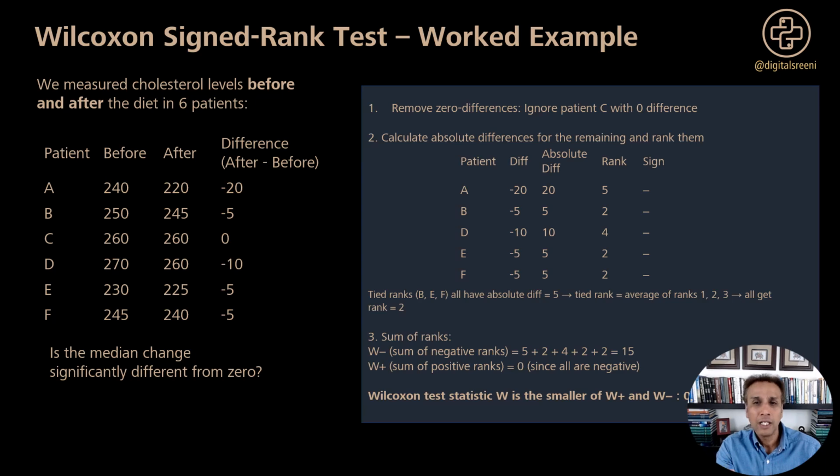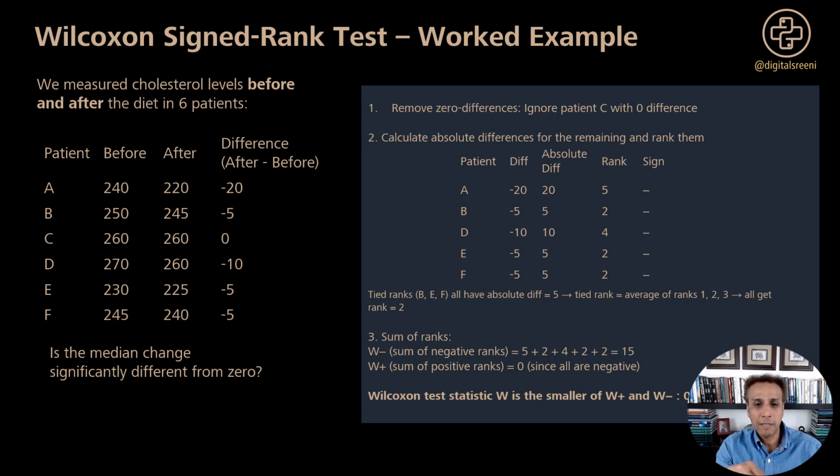For the rank, you typically rank them as 1, 2, 3, 4, 5. In this case, we have 5 patients, but 3 of those patients have exactly the same absolute difference of a value of 5. So instead of ranking them 1, 2, 3, we take the average of 1, 2, 3, which is 2, and then assign the same rank to all of those. That's how it's done, in case you wonder why we have 3 2s over there.